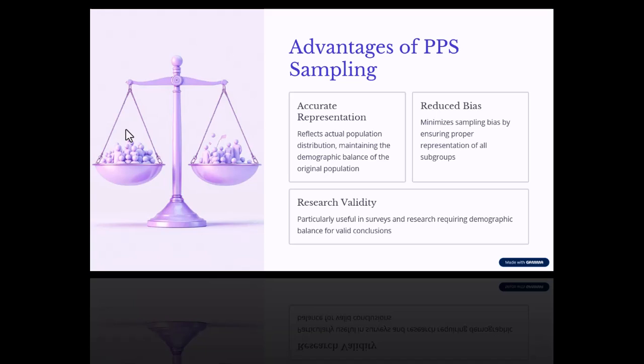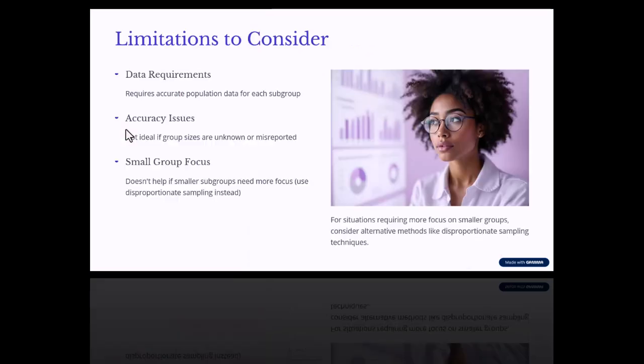The advantage of proportionate to size is that it gives us an accurate representation because it reflects the actual population, maintaining the demographic balance of the original population. So your sample actually maintains that balance, it reduces biases, and the validity of such a survey could be higher than other ones.